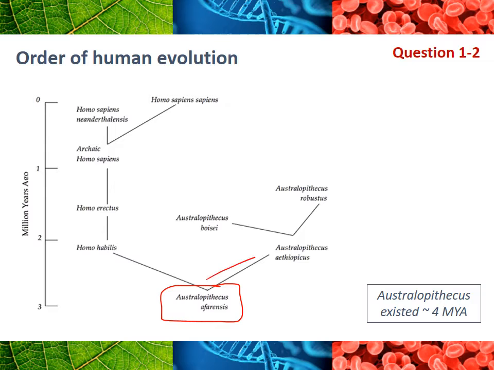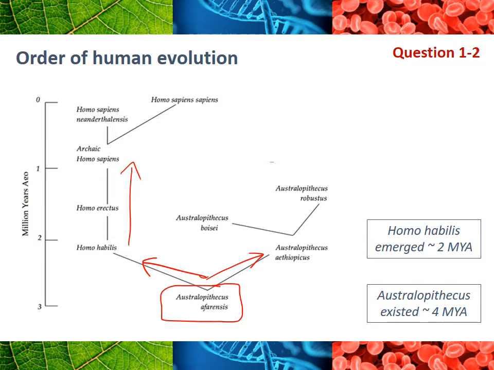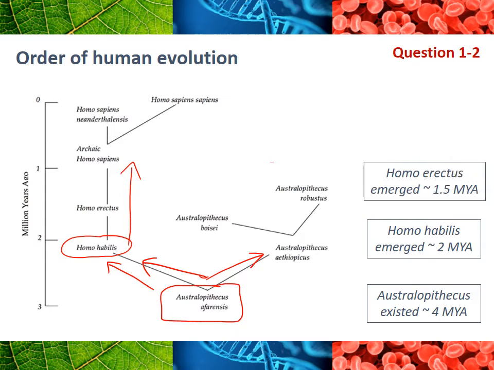Australopithecus then diverged, so we had two speciation avenues. More Australopithecine groups evolved from that, and they all died out. These were quite small human-like early ancestors, but what we're concerned with is this route here. Homo habilis showed up around 2 million years ago, evolving from Australopithecus afarensis. Then we had Homo erectus emerging around 1.5 million years ago from Homo habilis.